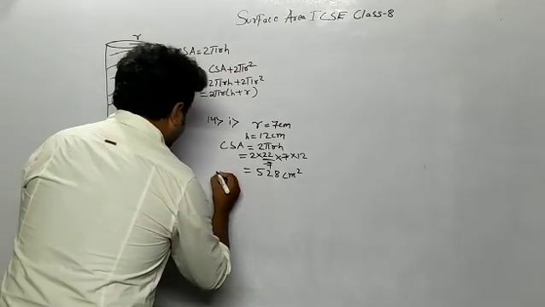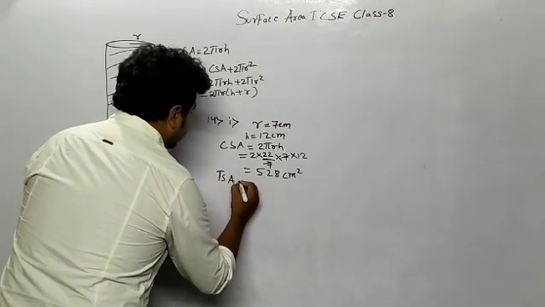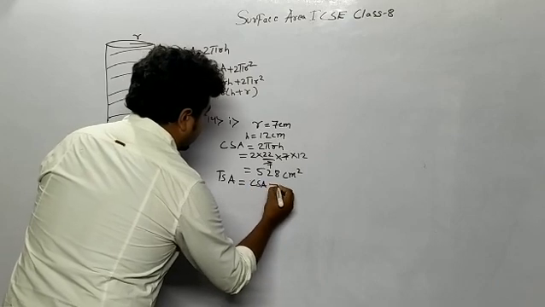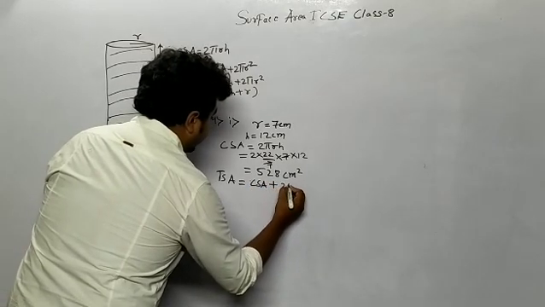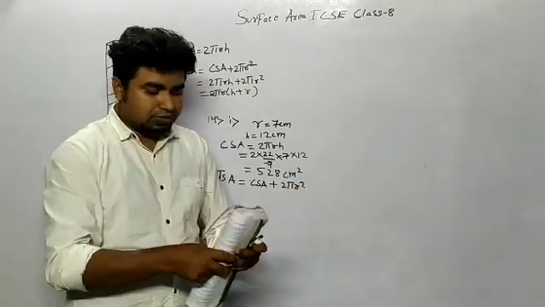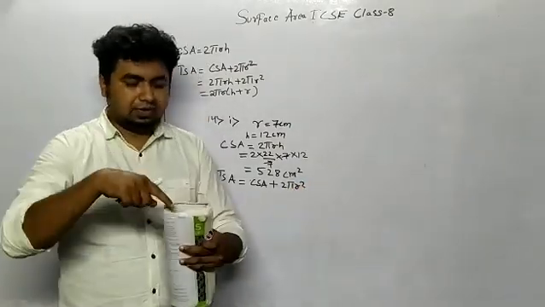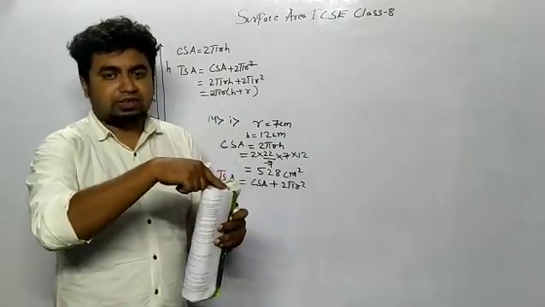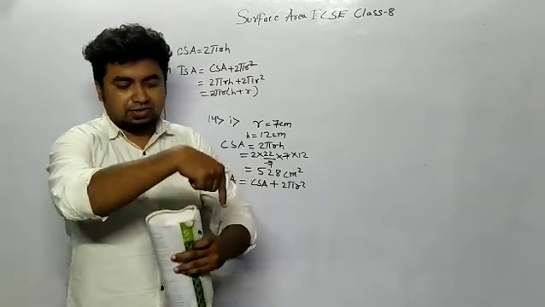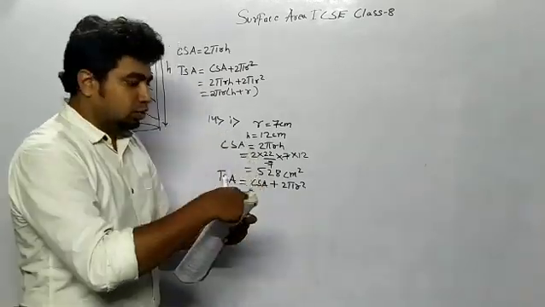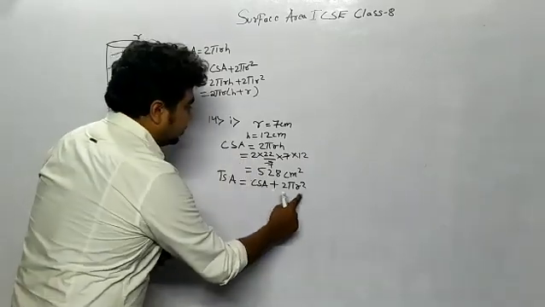Now the total surface area I can write as curved surface area plus 2 pi r square. As I told earlier, the rounded part is known as the curved surface area. The top part and the bottom part are circular, so you have to add this area also. This part is the curved surface area, and these are the areas of circles. Two circles are there, that's why I have added 2 pi r square.